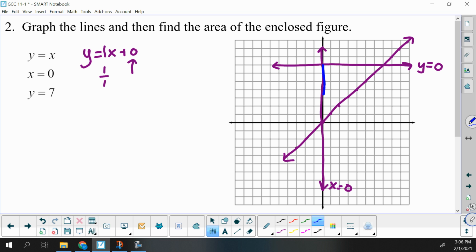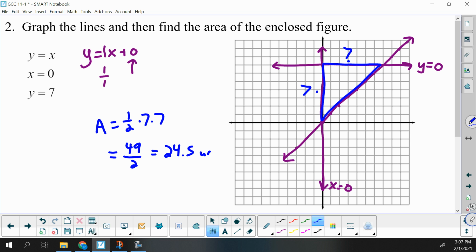And what's created is this triangle. So our base and our height, remember, have to be perpendicular to each other. So we're going to use this side and this side. They are each 7 if you count them out. So our area will just be 1/2 of 7 times 7. So you can either write that as 49 over 2, or that's also 24.5 units squared.